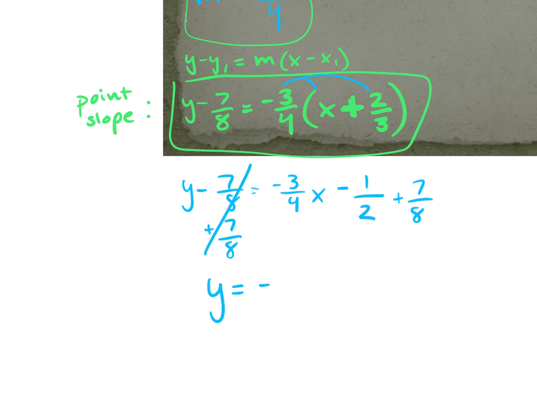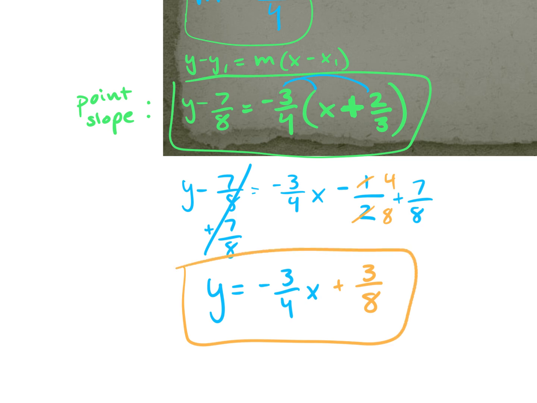So y is equal to -3/4x. What do I need when I'm adding fractions? Common denominator. So I'm going to multiply my first fraction by 4 over 4 to make it 4 over 8. So everybody see how I did that? So we have negative 4 plus 7, which would be 3 over 8. The denominator stays the same when you're adding or subtracting fractions. So this would be slope-intercept form.